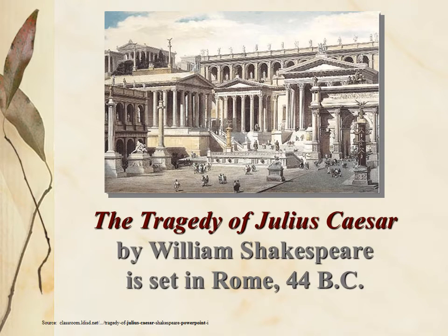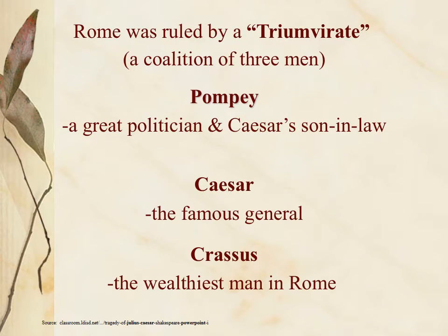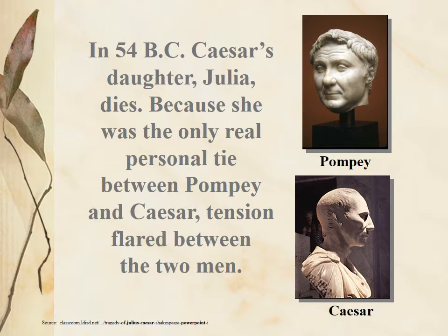So, The Tragedy of Julius Caesar by William Shakespeare is set in Rome, 44 BC. It was ruled at the time by a triumvirate, which is a coalition of 3 men. And this triumvirate at the time was Pompey, a great politician and Caesar's son-in-law actually, Caesar himself, the famous general, and then Crassus, who was the wealthiest man in Rome. So these 3 buddies made up the triumvirate.